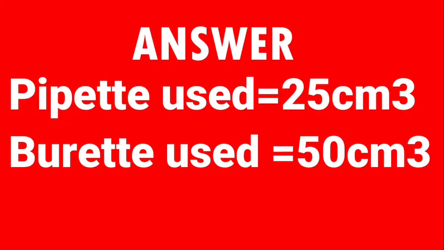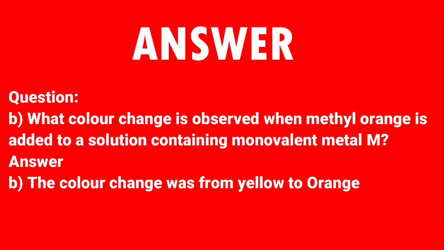After looking at those questions, remember that before recording the table, make sure you show the pipette used and the burette used. According to our question, the pipette used is 25 mL and the burette used is 50 cm³. The answer for the color change, according to our indicator methyl orange, is that the color changed from yellow to orange.